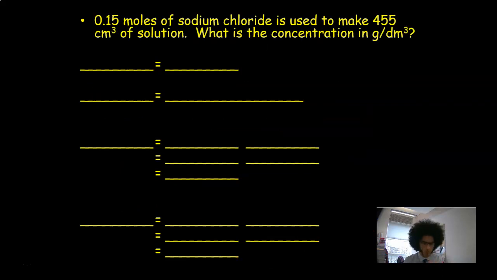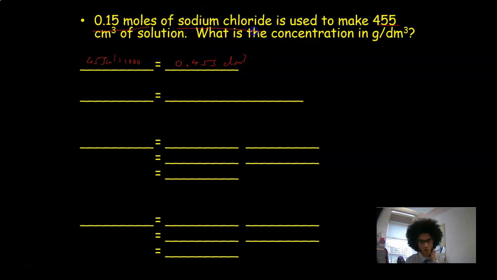Now this one's a lot more complicated. It says 0.15 moles of sodium chloride is used to make 455 centimeter cubed of solution. What is the concentration? There's a lot going on here. The first thing I'm going to do is convert my volume. So I've got 455 centimeter cubed. I'm going to divide by 1,000, which gives me 0.455 decimeter cubed. Now the tough bit is the moles.